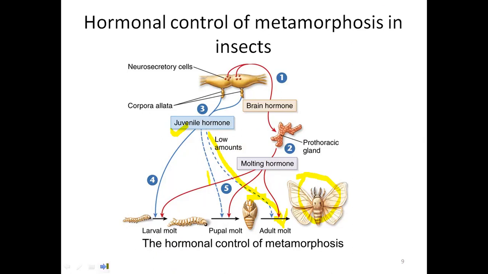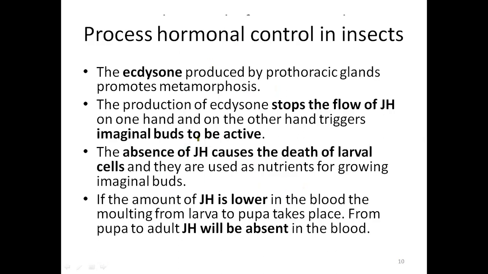Let us move on. Now, what happens exactly? We have seen the corpora allata, brain, and the prothoracic gland are involved in production of the hormones. Now, the ecdysone is produced by the prothoracic gland. As the levels of ecdysone increase, we know very well there is stimulation of the imaginal buds to develop into different structures inside the larva. And as a result, the flow of JH keeps on reducing. As there are adult structures progressively forming, the activity of the JH keeps on reducing.